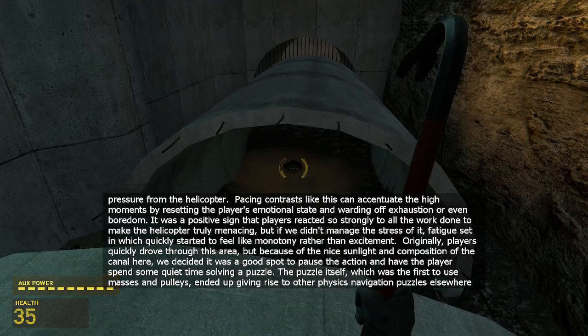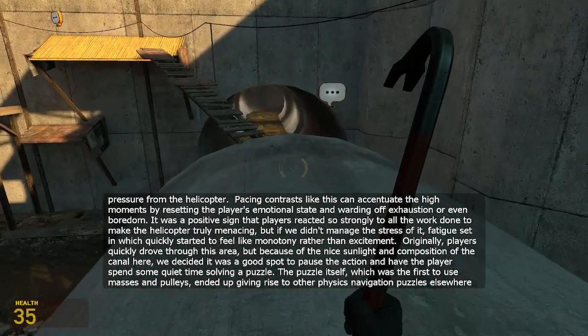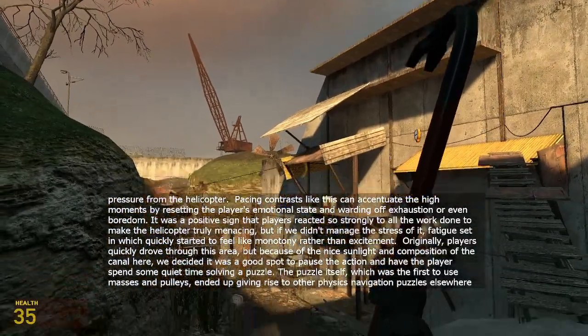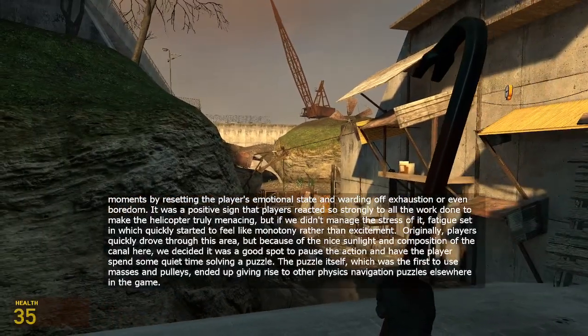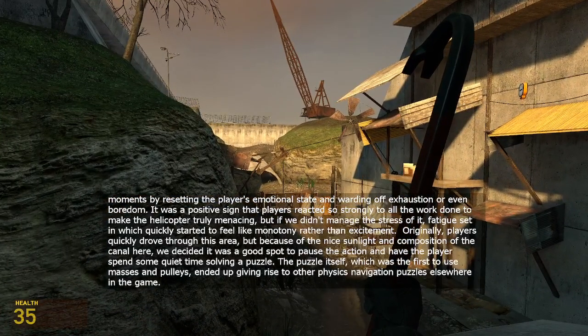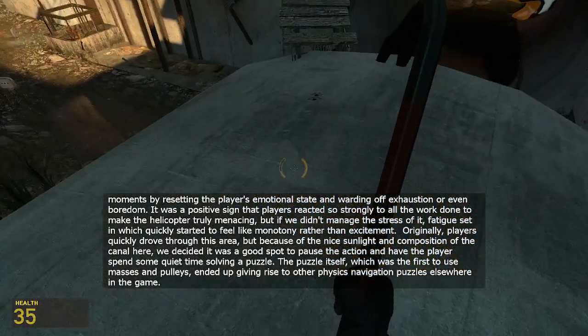Originally, players quickly drove through this area, but because of the nice sunlight and composition of the canal here, we decided it was a good spot to pause the action and have the players spend some quiet time solving a puzzle. The puzzle itself, which was the first to use masses and pulleys, ended up giving rise to other physics navigation puzzles elsewhere in the game.